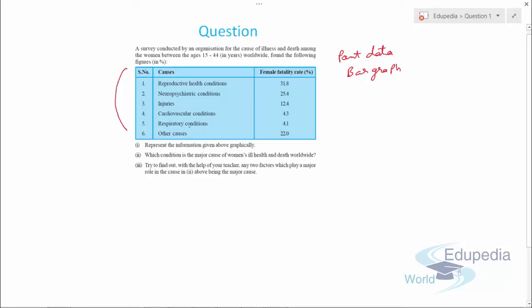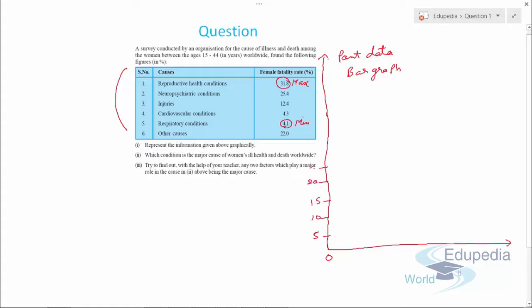So let's do it first. Let's draw the bar graph first. We have data like this. The female fertility rate percent is ranging from 4.5 to 31.8, which means that is the minimum value and that is the maximum value. Let's say it's 0, so we have to consider our scale according to this data only. We can have the data with a difference of 5. Let's say this is 5, this is 10, then 15, 20, 25, 30, 35, and 40. So we have a scale now.